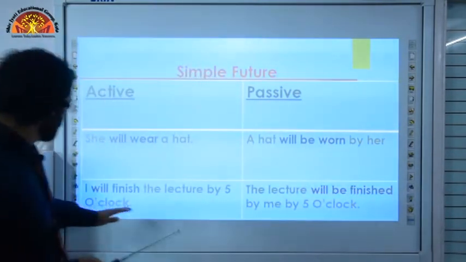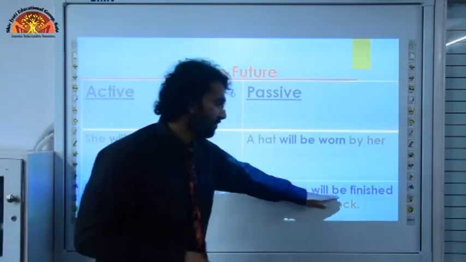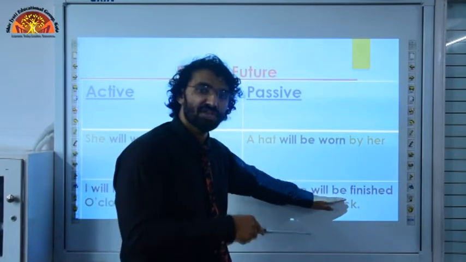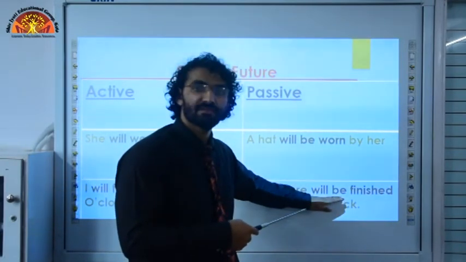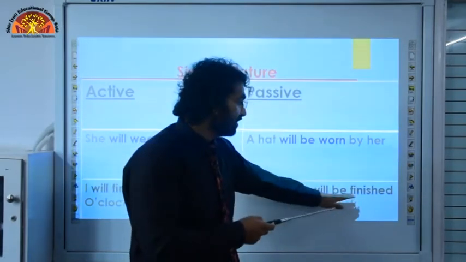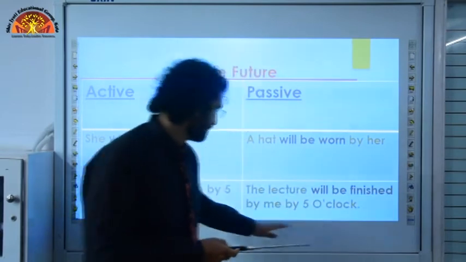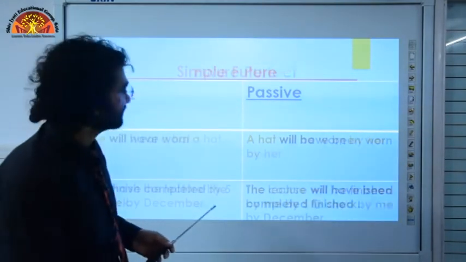Okay? See here. I will finish the lecture by 5 o'clock. The lecture will be. Interchange of subject and object done. Then plus will be, since we are talking about simple future. Plus will be plus third form plus by. Alright, that's how it's going to go. We will talk about the next one.